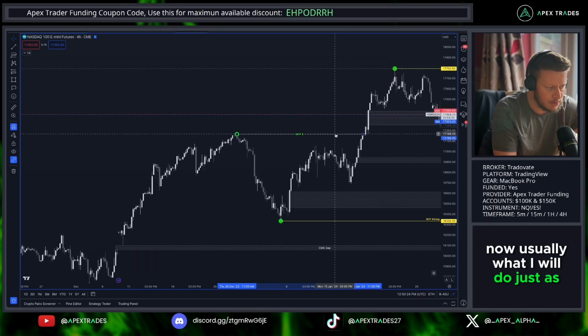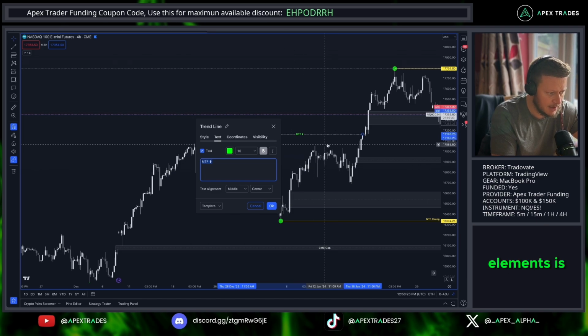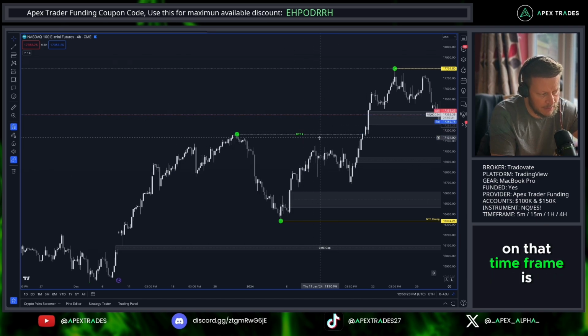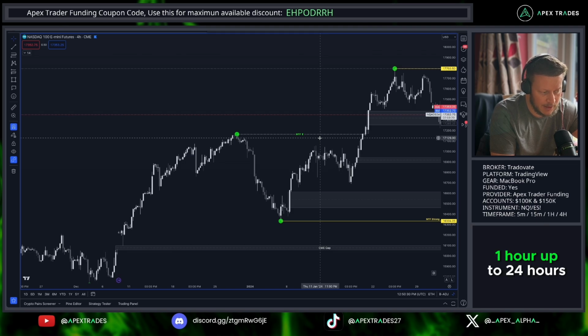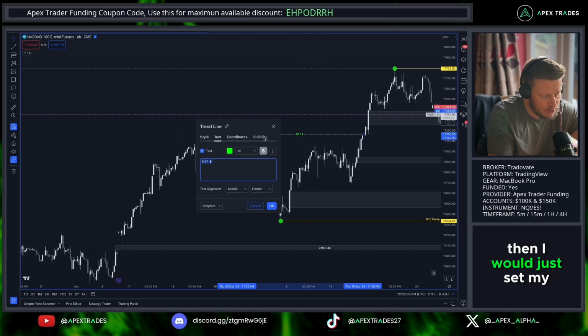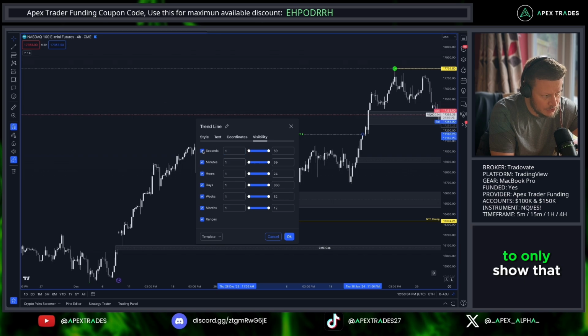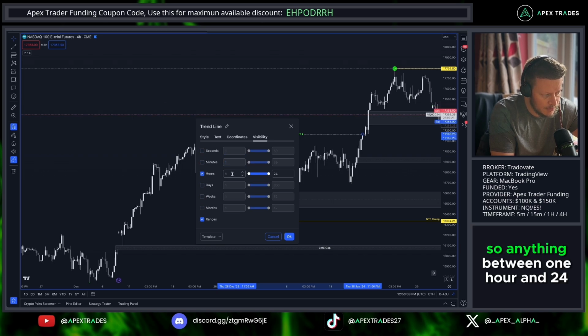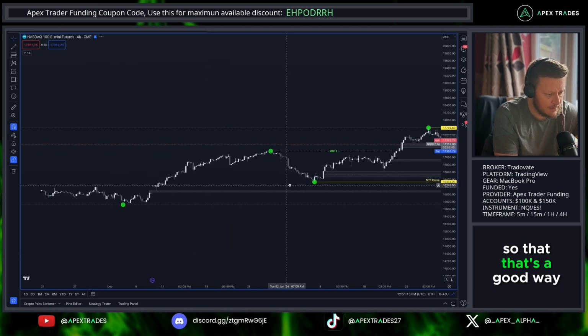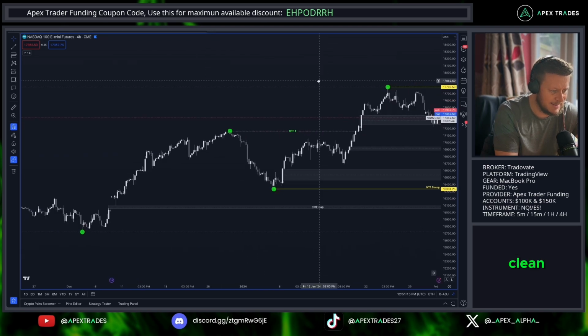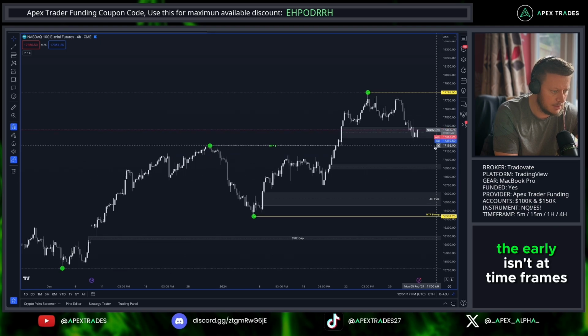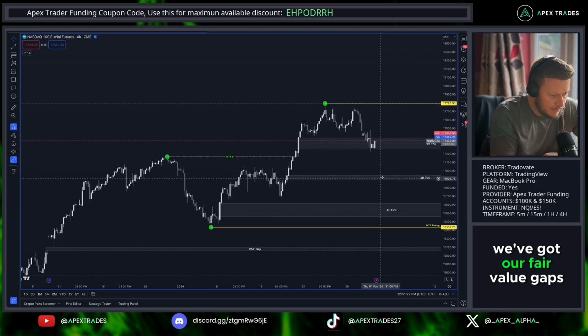Now usually what I will do, just as an extra little element, is if I only want to show this on a time frame between essentially 1 hour up to 24 hours, then I would just set my visibility to only show that on the hour time frame, right? So anything between 1 hour and 24 hours. That's a good way to keep your charts clean, focusing only on the areas and time frames that you want to. We've got our fair value gaps nailed.